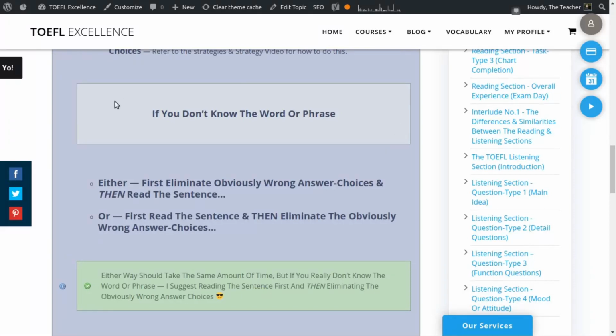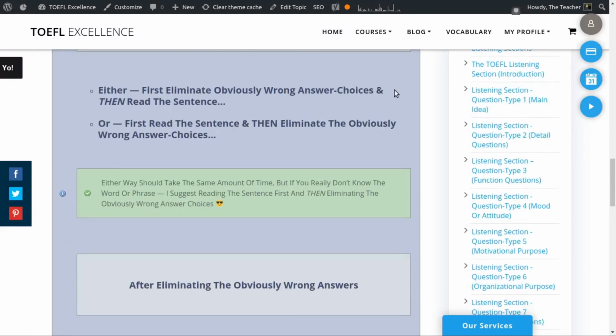Now, if you don't know the word or phrase, if it's completely new to you, you could either first eliminate the wrong answer choices and then read the sentence, but the only problem with this is that there might be a definition that you weren't aware of for the word. So you could do it that way, but I think that this second option is much better, so that you read the sentence in the reading passage first.